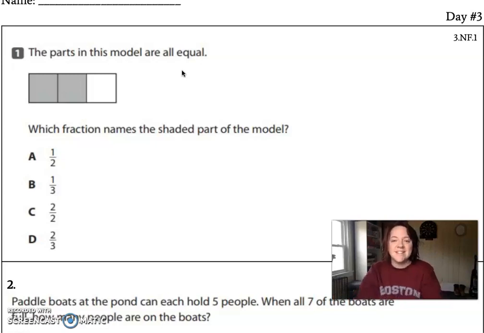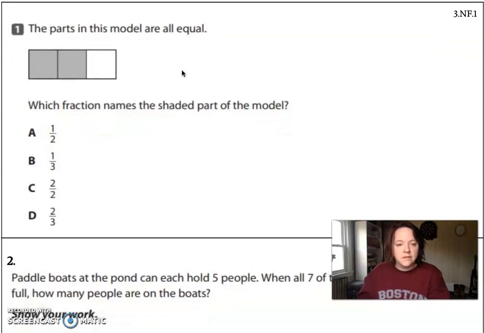All right, let's get started. So today we are going to be talking about the parts in this model are all equal. If it means equal, it means they're all the same. Okay. Which fraction names the shaded part of the model? First off, how many parts do we have altogether? Let's count them. 1 part, 2 parts, 3 parts.